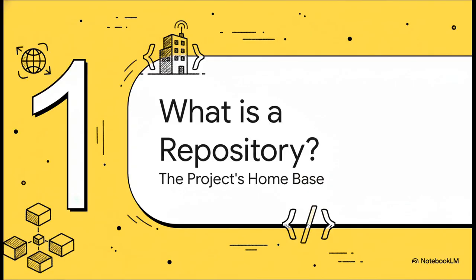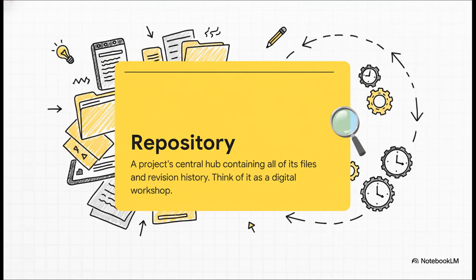We have to start here because this is the absolute foundation. If you don't get this part, nothing else on the page is going to make much sense. Okay, so a repository, or repo, as you'll hear everyone call it, is basically a project's digital home. Think of it like a folder on your computer, but way, way smarter. It holds everything, all the code, all the files, all the images. But here's the magic part. It also holds the entire history of every single change ever made. It's like a time machine for the project.